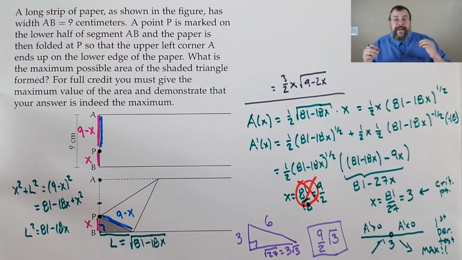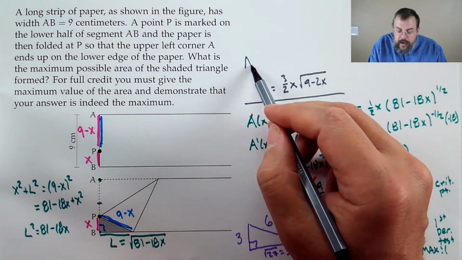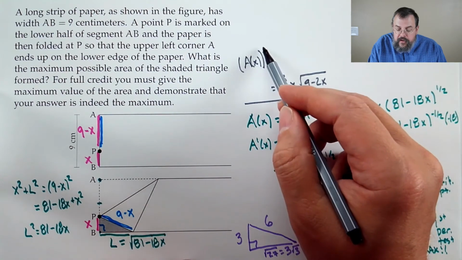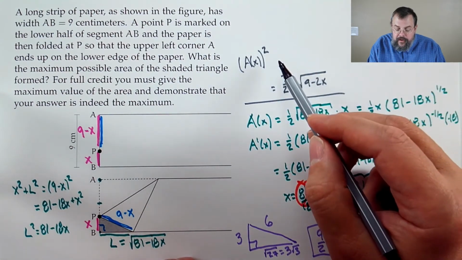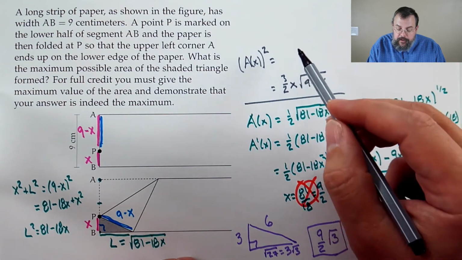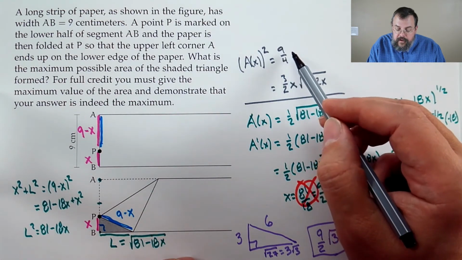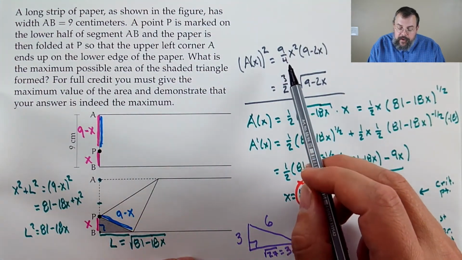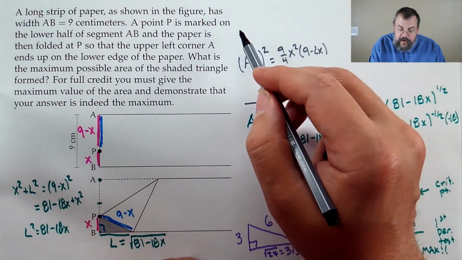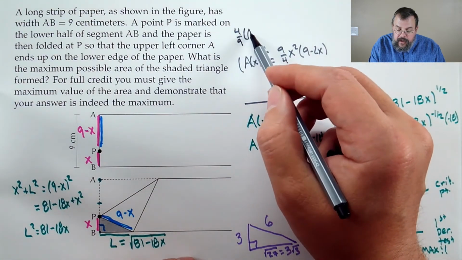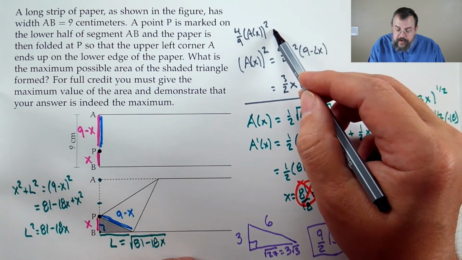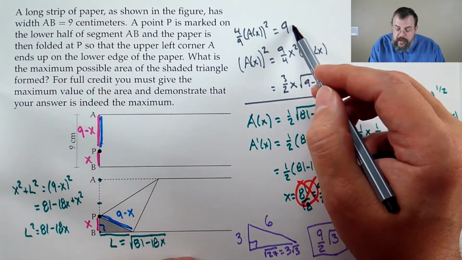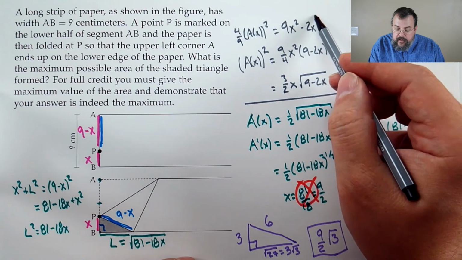Now, here's the idea. I want to find something which, if I optimize, is equivalent to optimizing this expression. And what I'll optimize is A of x squared. So what would that be? Well, that would be 9/4 times x squared times 9 minus 2x. Well, in fact, I can do even better. Look, the 4/9ths, I can move that across. So I can say, look, 4/9ths times A of x squared is this other stuff, 9x squared minus 2x cubed.